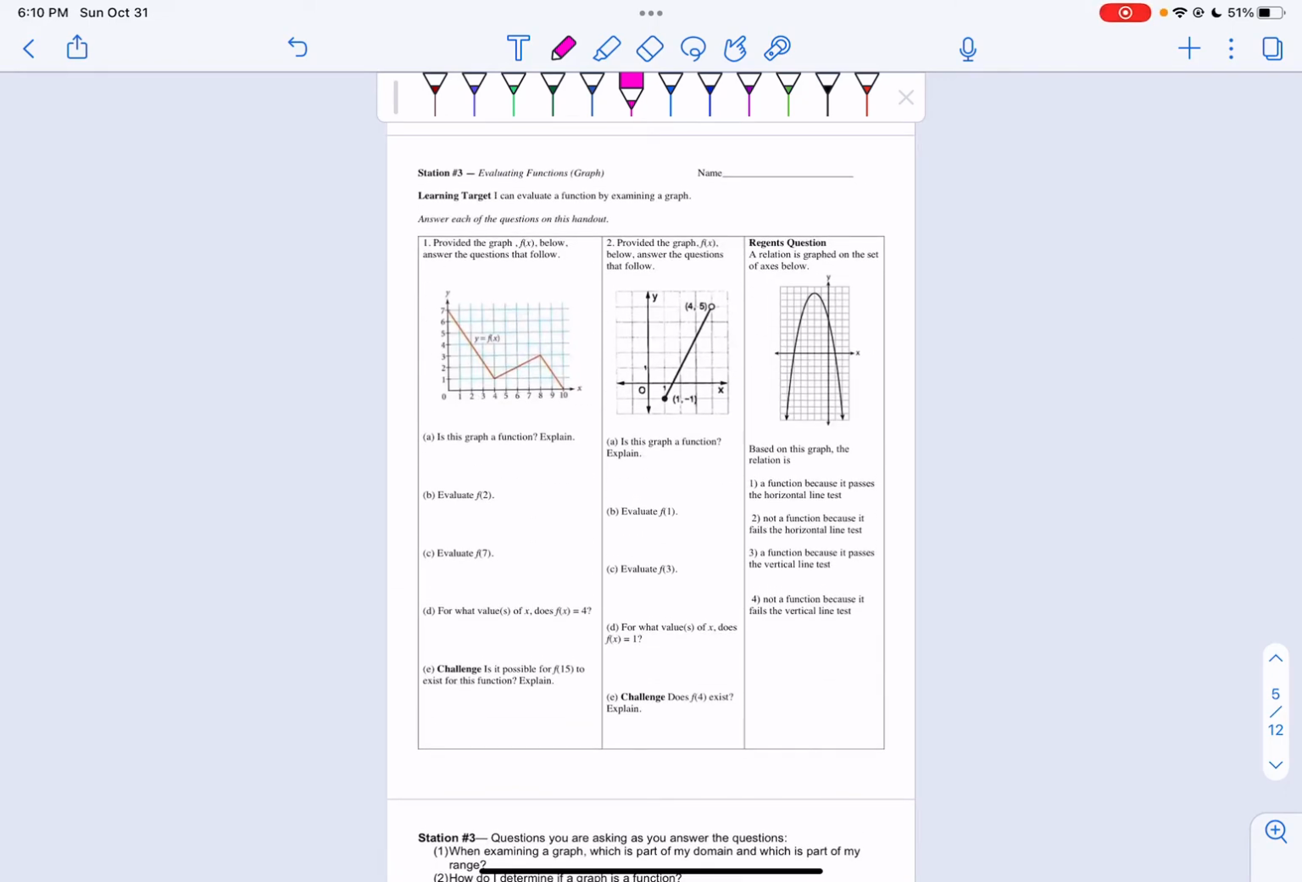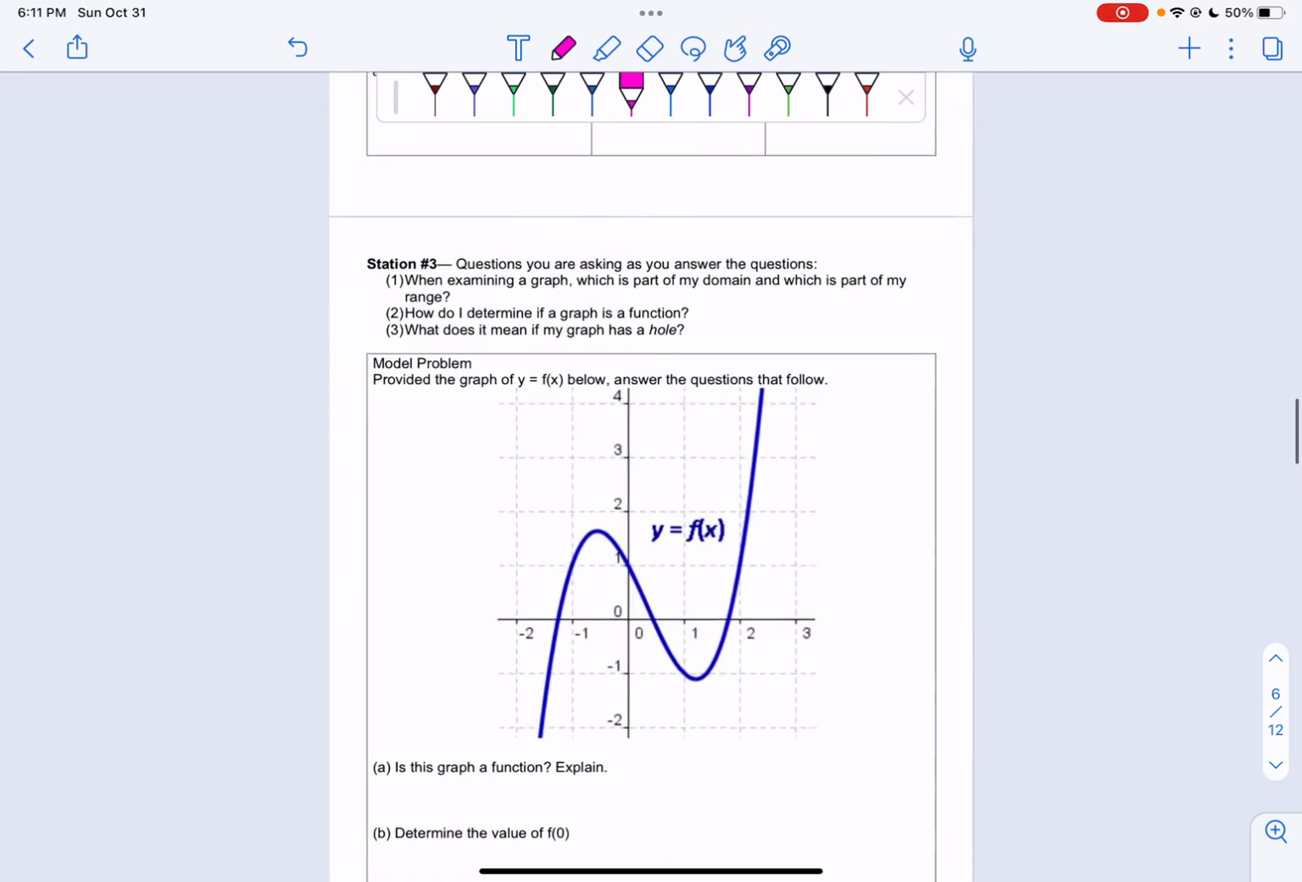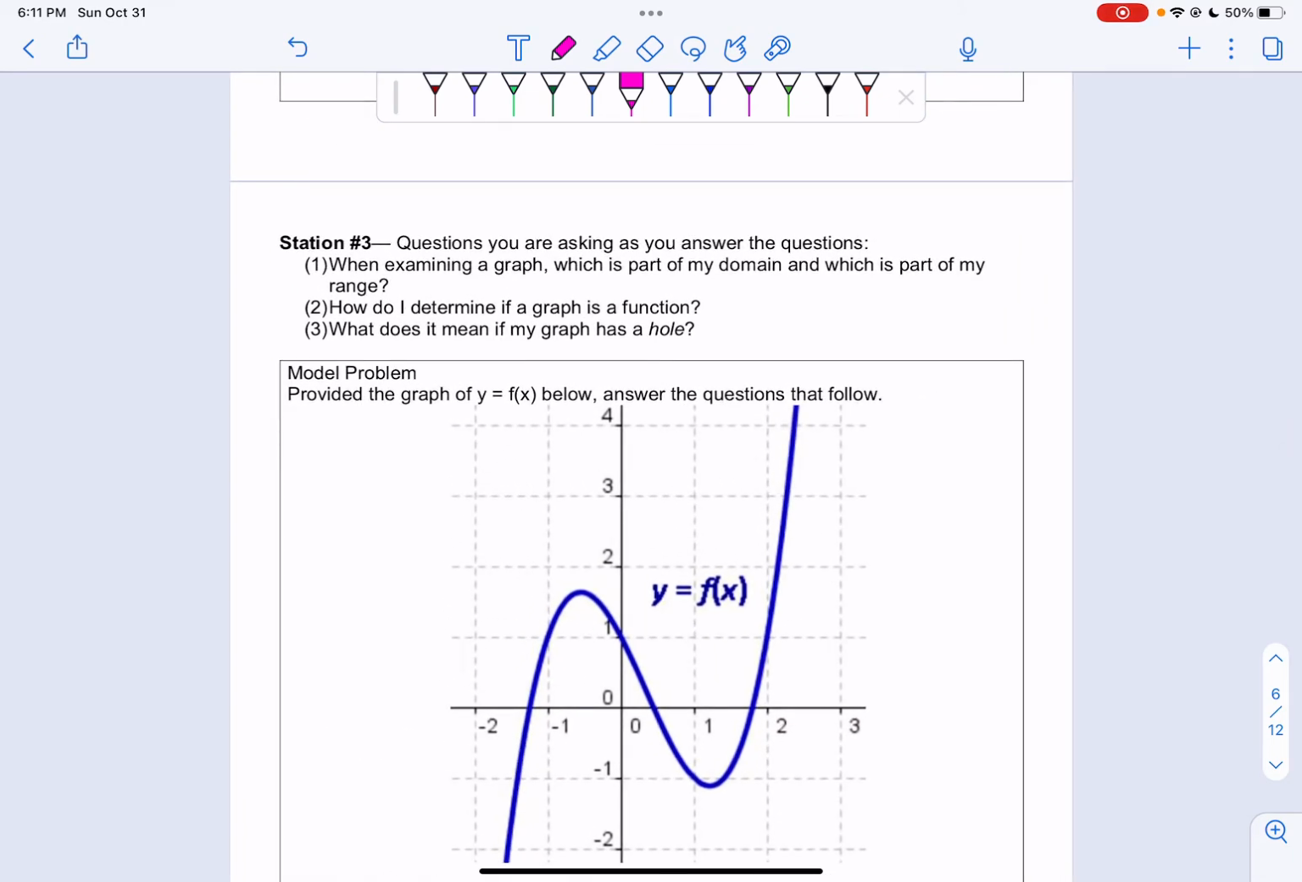Station number 3, evaluating functions from a graph. So for these problems, you're going to be examining 3 different graphs and answering questions about them. The questions that you should be asking yourself as you answer these questions are, when examining a graph, which is part of my domain and which is part of my range?